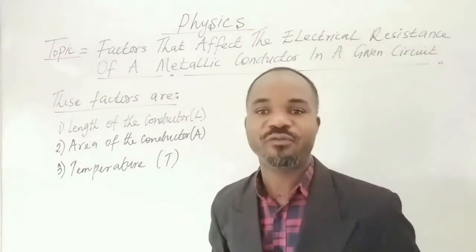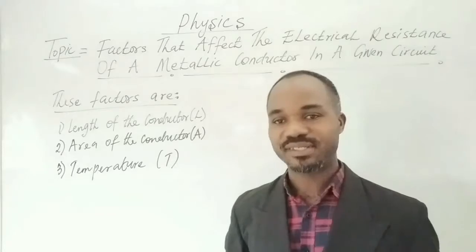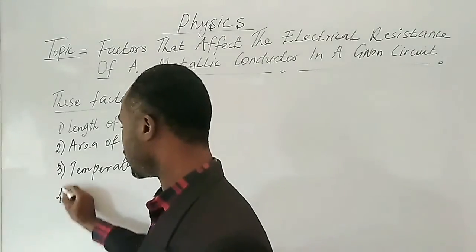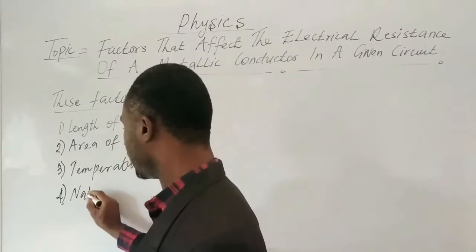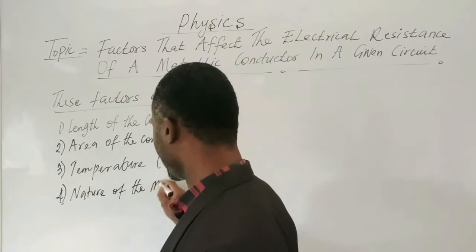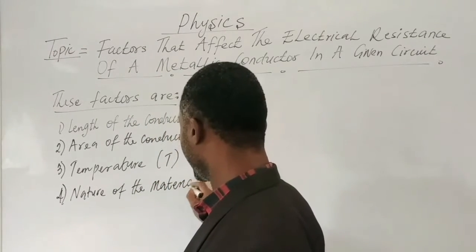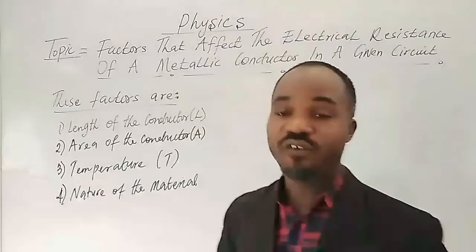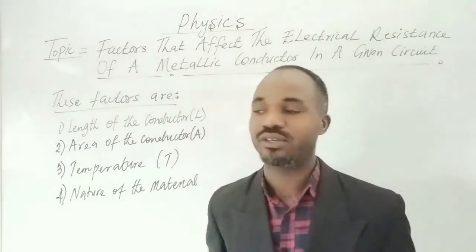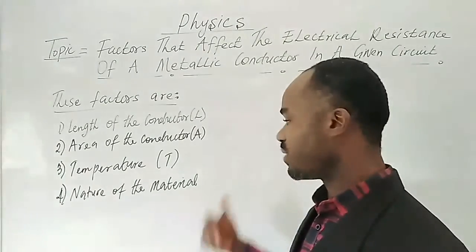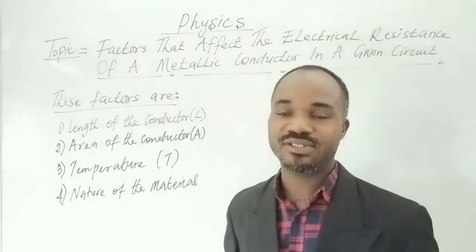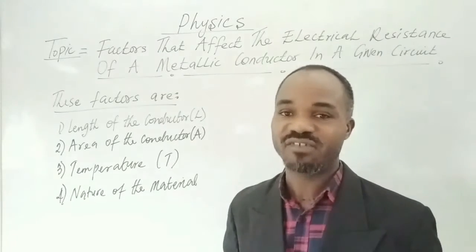And then the fourth factor that affects the electrical resistance of a metallic conductor in a given circuit is the nature of the material used in constructing the conductor. In the making of the conductor, the nature of the material is very, very important. So these are the four factors that affect the electrical resistance of any metallic conductor in a given circuit.